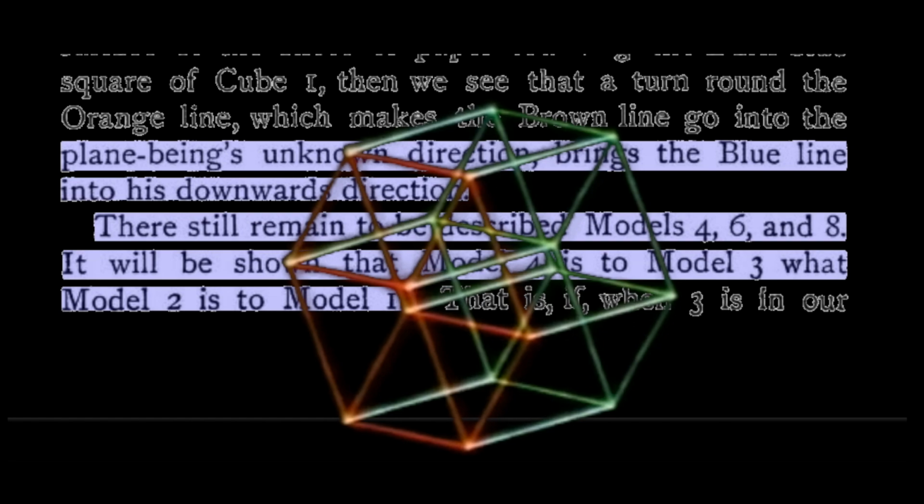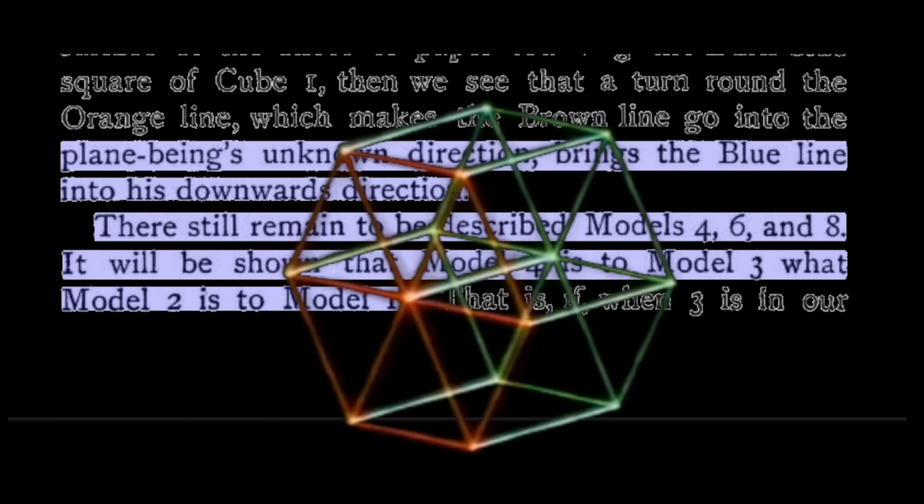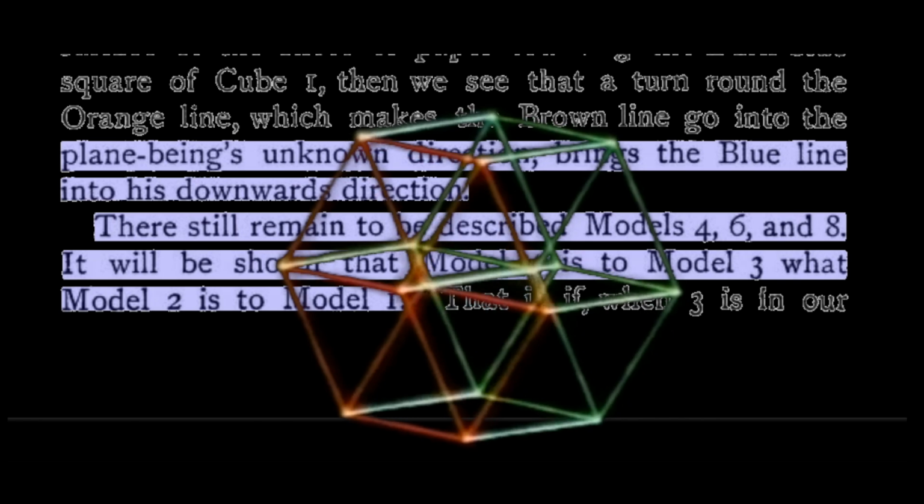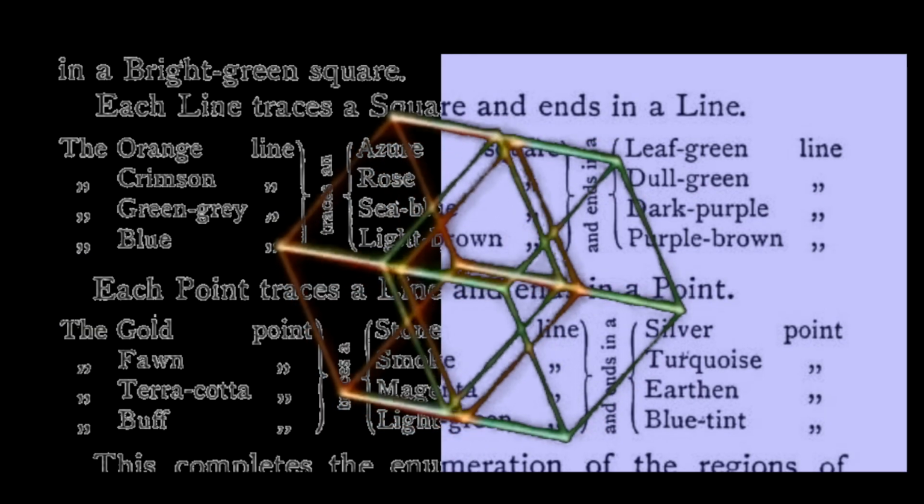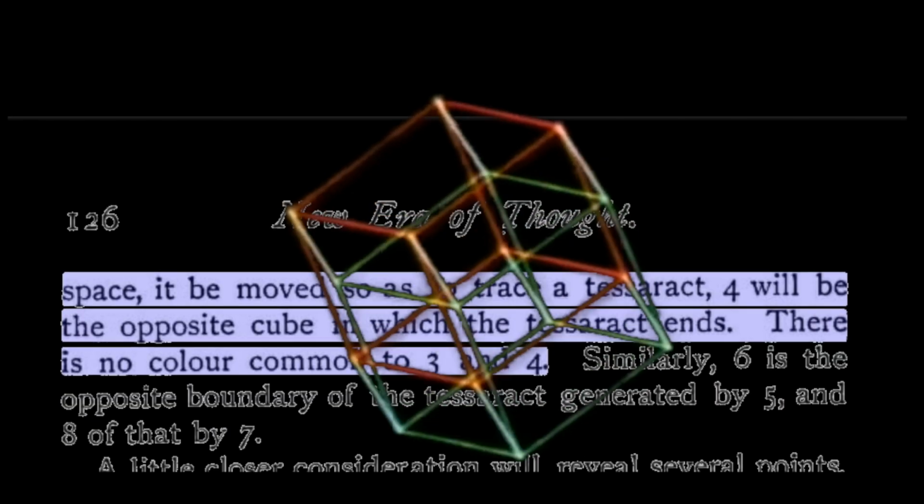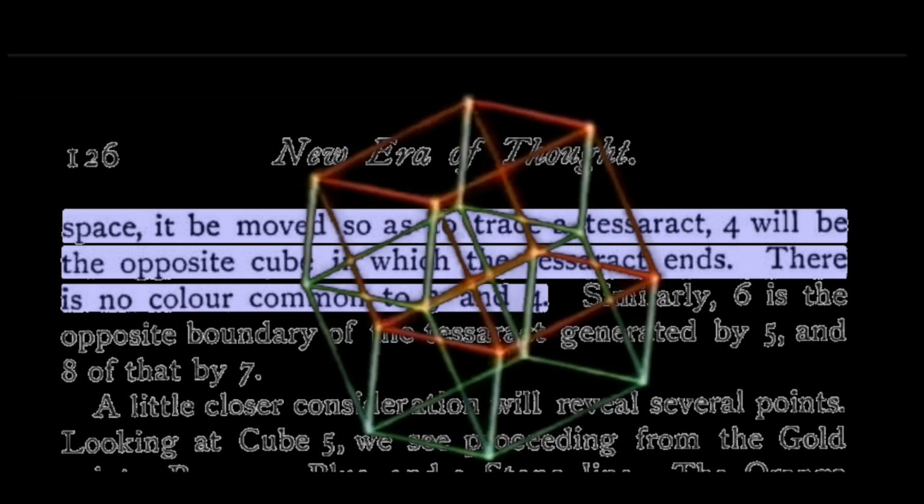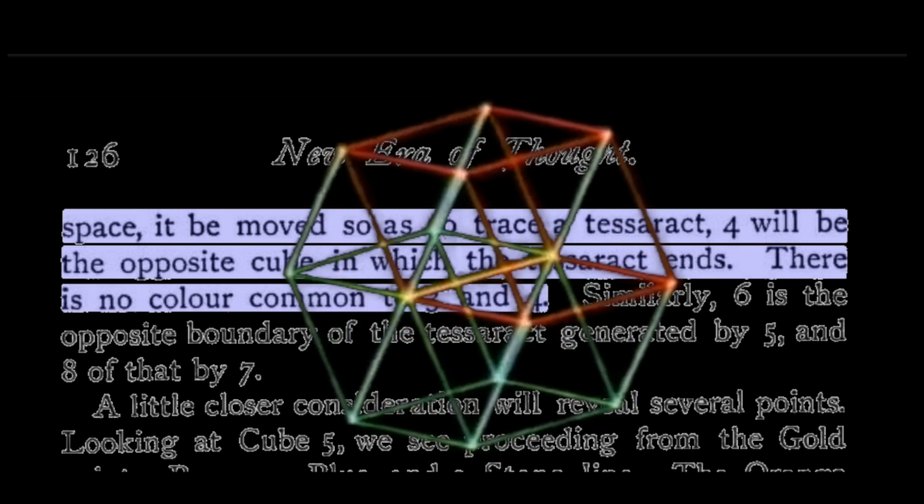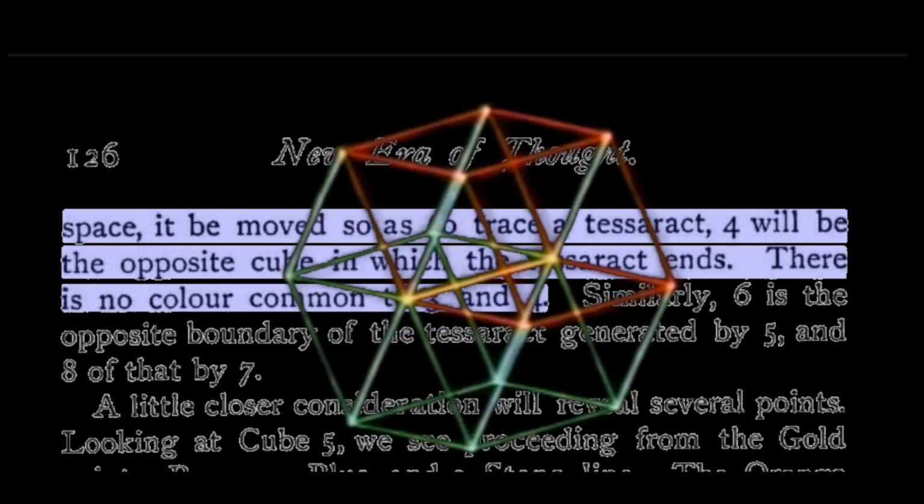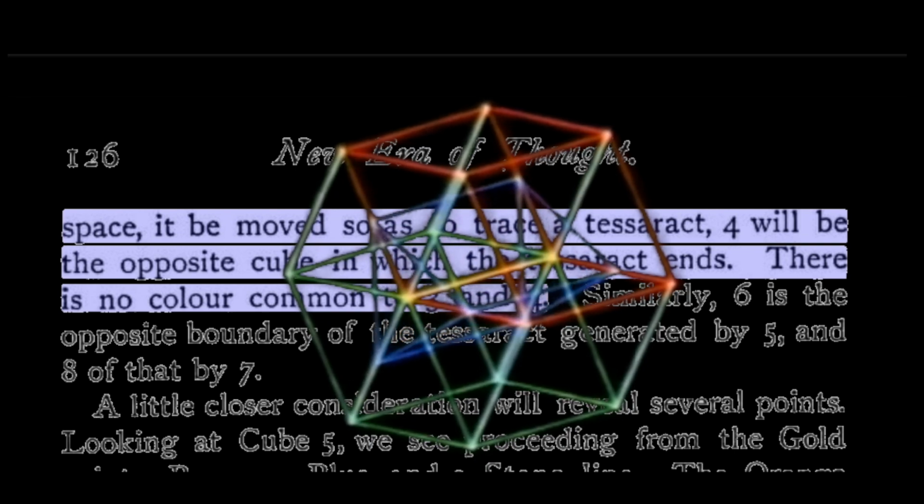There still remain to be described Models 4, 6, and 8. It will be shown that Model 4 is to Model 3 what Model 2 is to Model 1. That is, if, when 3 is in our space, it be moved so as to trace a tesseract, 4 will be the opposite cube in which the tesseract ends. There is no color common to 3 and 4.